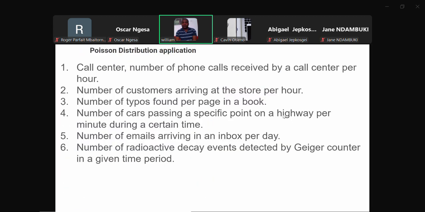So let us see the applications. One is in a call center, where you look at the number of calls received by a call center per hour. Remember I said mostly you are looking at rates. Then you can also look at the number of customers arriving at a store per hour, or the typos found per page in a book, among others. There are a lot of applications, but this is just a few.